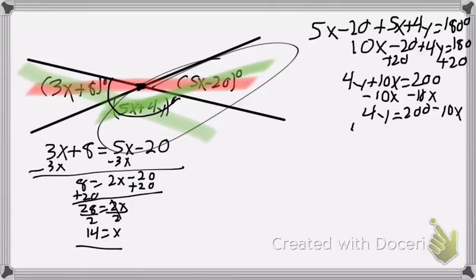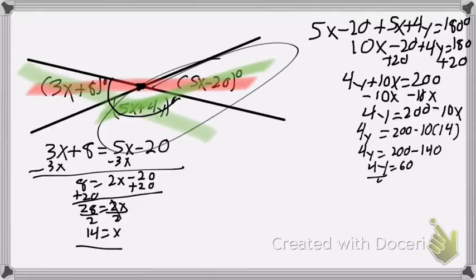So I have 4y, erase that little squiggle, equals 200 minus 10 times 15. And by 15 I mean 14. And 4y equals 200 minus 140. 4y equals 60. Divide by 4, division property of equality, and I get y equals 15.